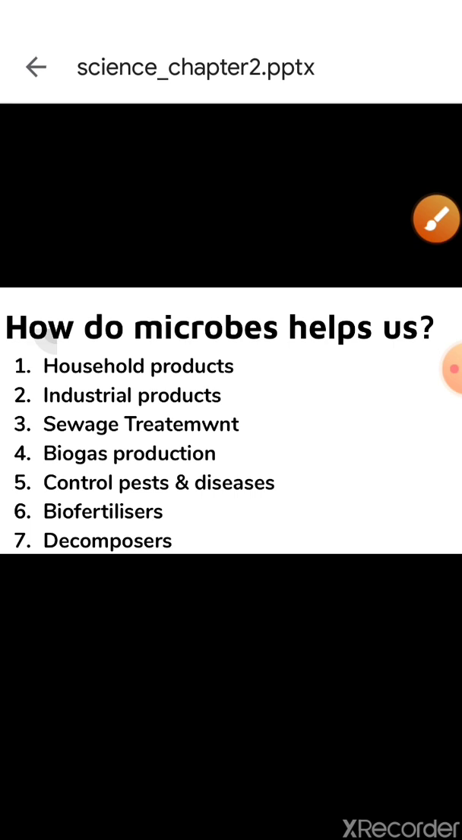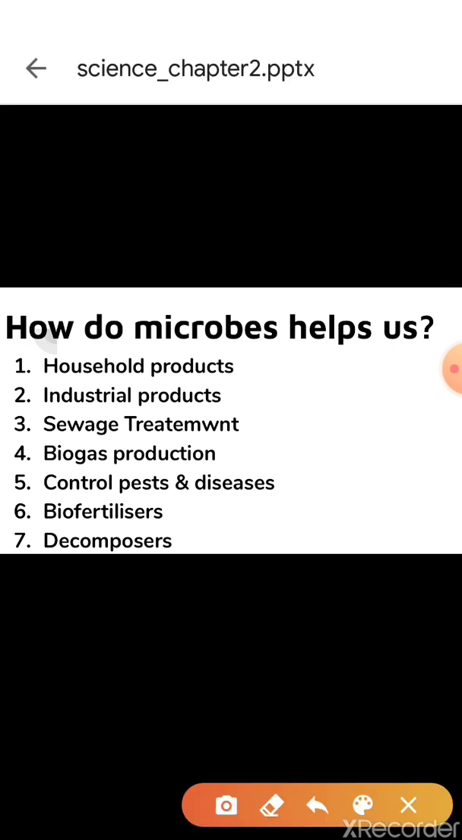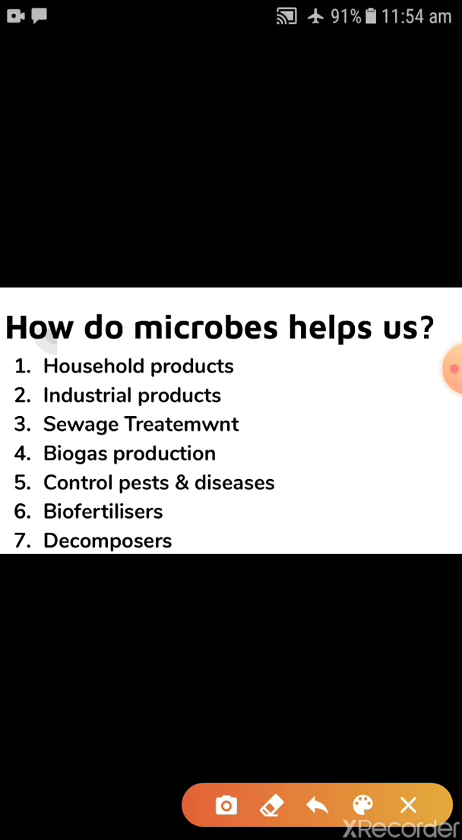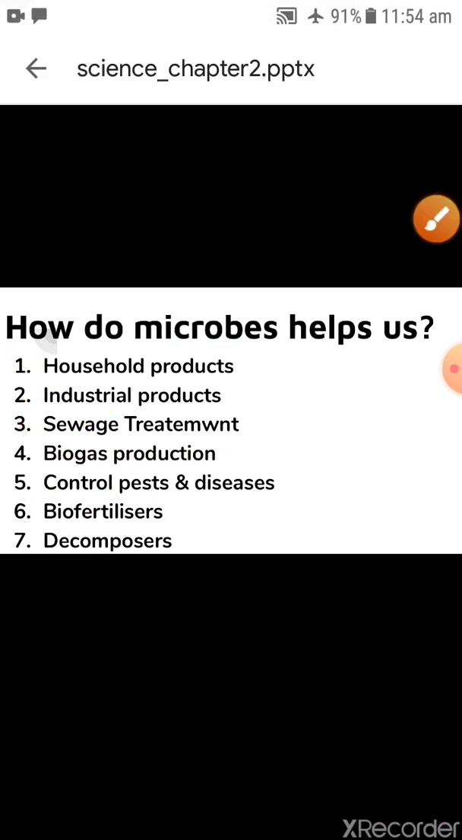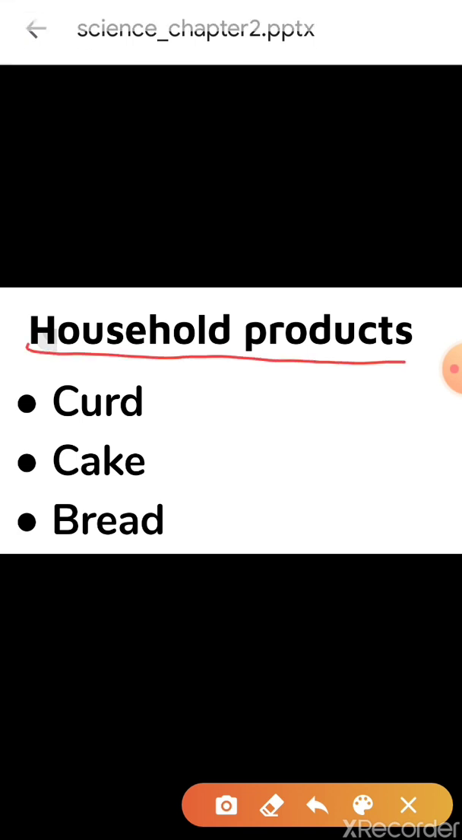This slide is about how microbes help us, in what fields microbes are useful to us: in household products, in industrial products, in waste treatment, in biogas production, in controlling pests and diseases, as biofertilizers, and as decomposers. We are going to discuss all these topics one by one in brief. First, we talk about how microorganisms are useful in household products.